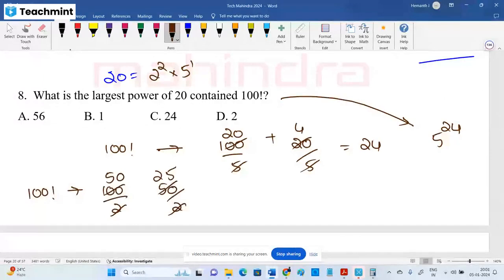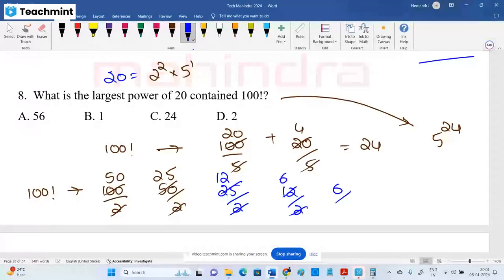25 divided by 2, 12 point something. Take only quotient 12, integer part only. Then 12 divided by 2, 6. 6 divided by 2, 3. 3 divided by 2 is 1 point something, 1. So 50 plus 25, 75. 75 plus 12, 87. 87 plus 6, 93. 93 plus 3, 96. 96 plus 1, 97. So 2s are 97 available.